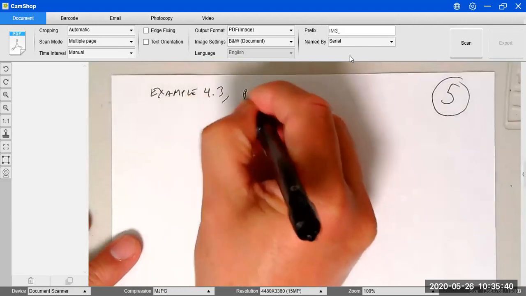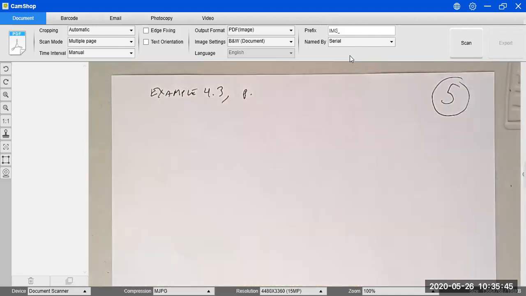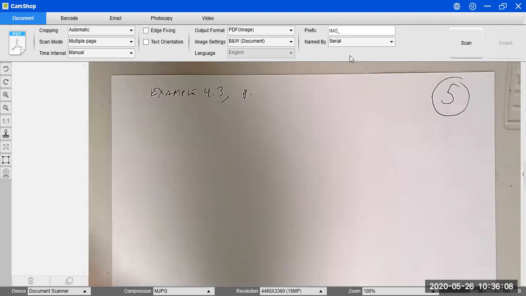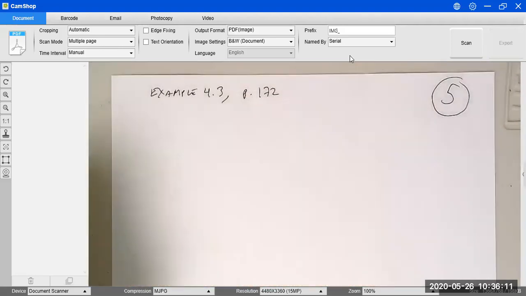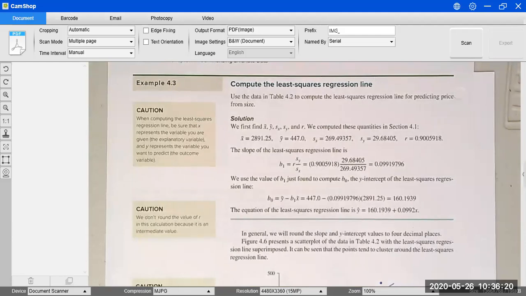is on page, let me see, what page is example 4.3? Okay. It's on page 172. Let me show you. It's on top of this page. That's the reason I didn't find it very easily.